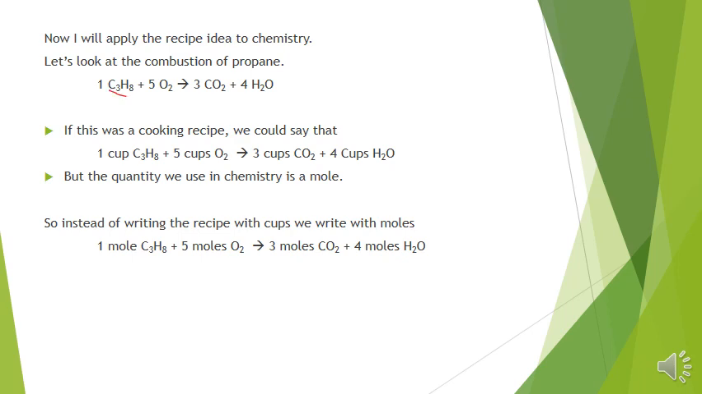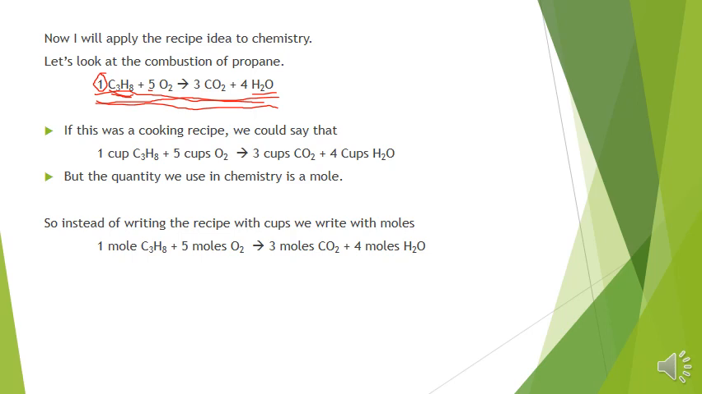1 C3H8 plus 5 O2 yields 3 CO2 plus 4 H2O. So this is the balanced equation, okay? And that's fine, but you have to understand what these numbers stand for. It says one part propane will combine with 5 parts oxygen and yield 3 parts carbon dioxide and 4 parts water. So you can consider this like a recipe.